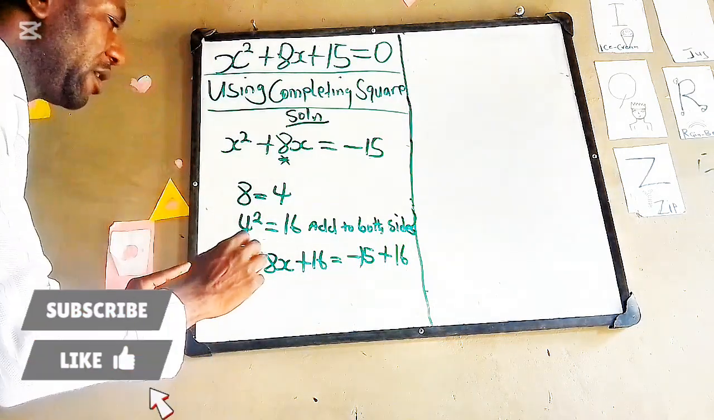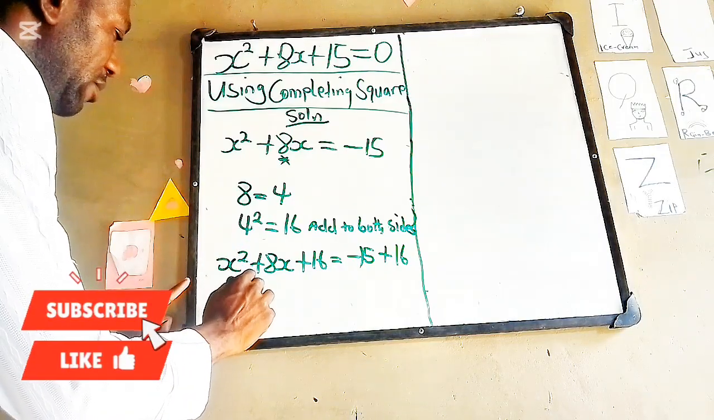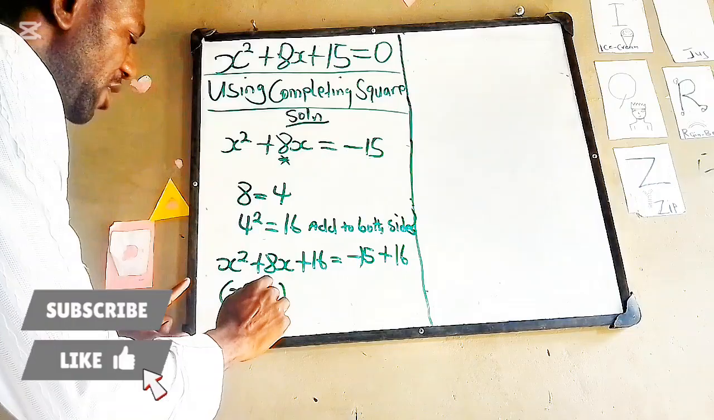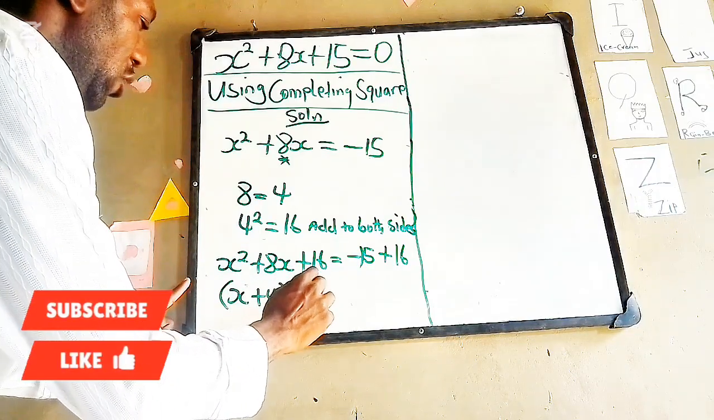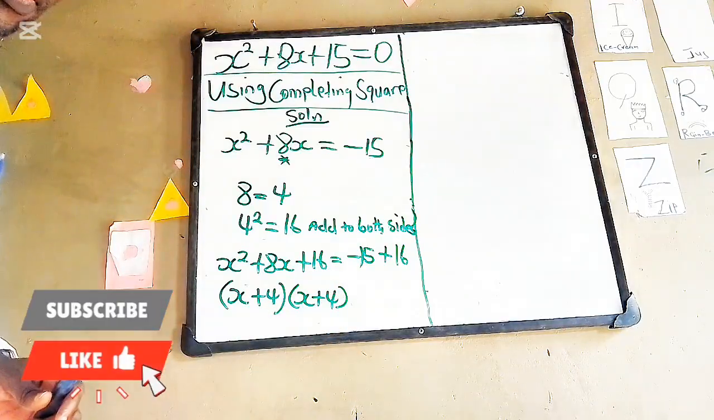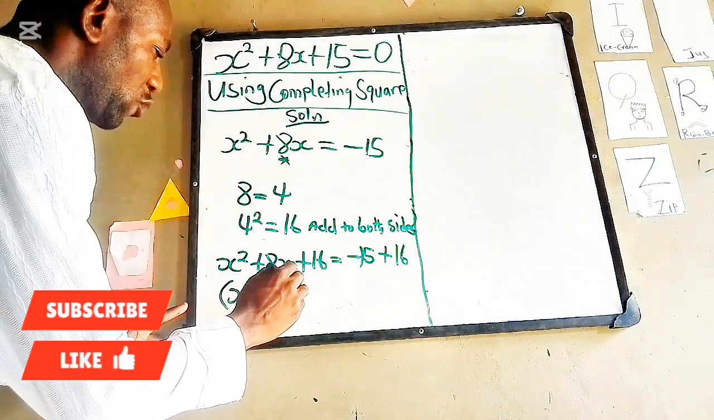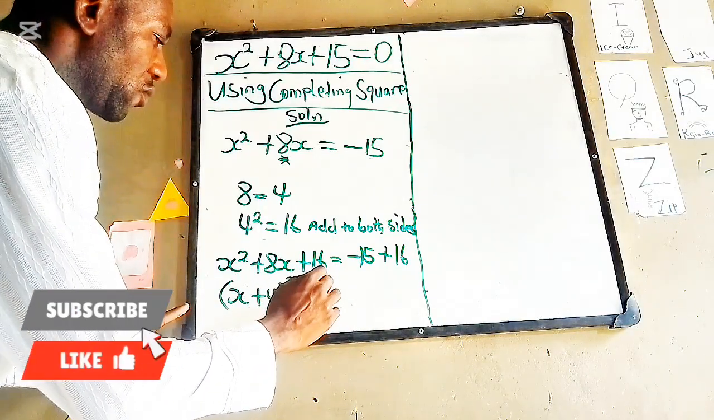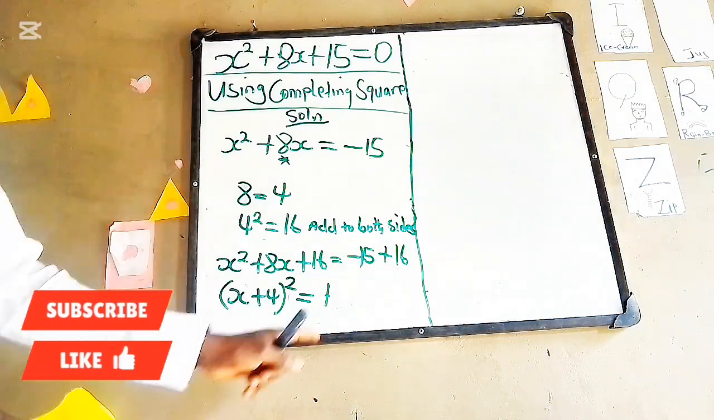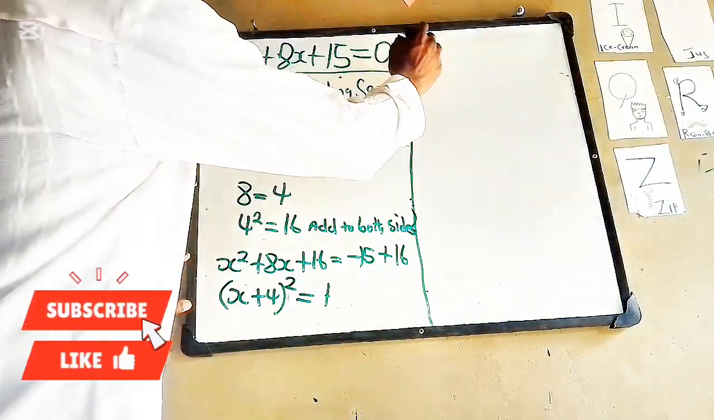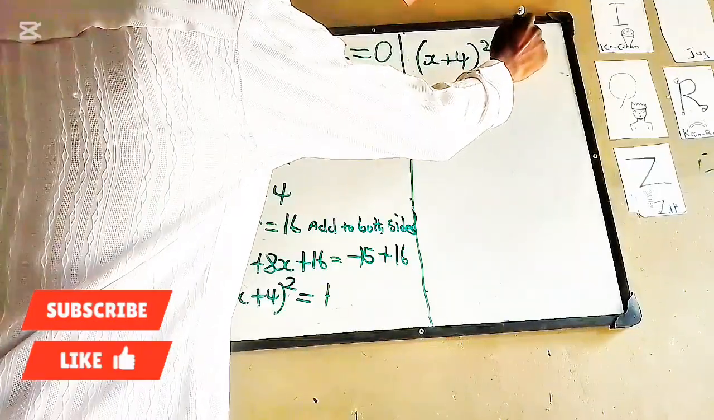And this one, we now factorize by having x plus 4 in one bracket, and in the second bracket we have x plus 4. But we will not write it this way. Instead, we write it like this: (x plus 4) squared equals, minus 15 plus 16 is 1. We have x plus 4 squared is equal to 1.